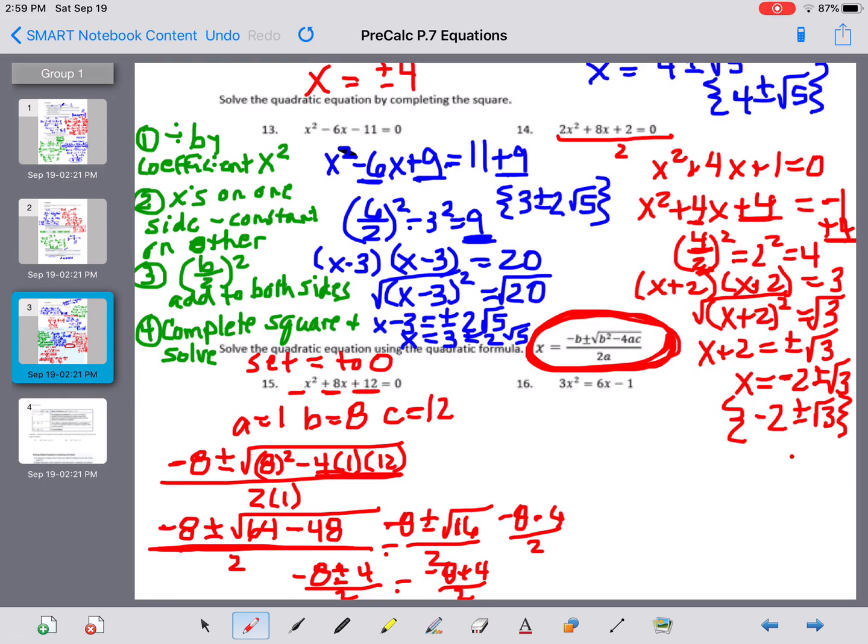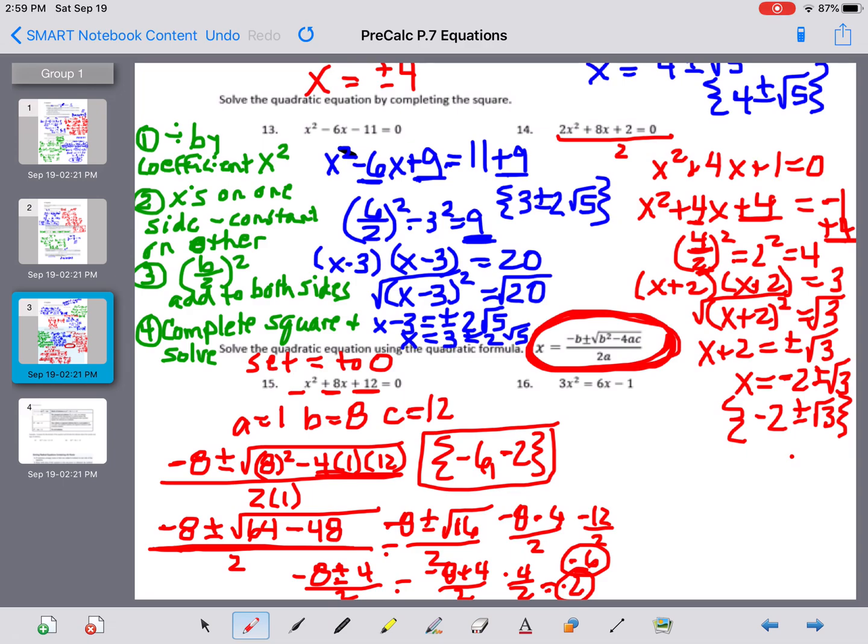Well, negative 8 plus 4 is negative 4 divided by 2 is going to be negative 2. So there's one of my answers. Negative 8 minus 4 is negative 12 divided by 2 is negative 6. There's my second answer. So negative 2 and negative 6, of course if I write them in order, negative 6 is smaller. Those are my 2 solutions here. I'm going to be honest, that one would have been really fast to factor, right? But the quadratic formula works for it.